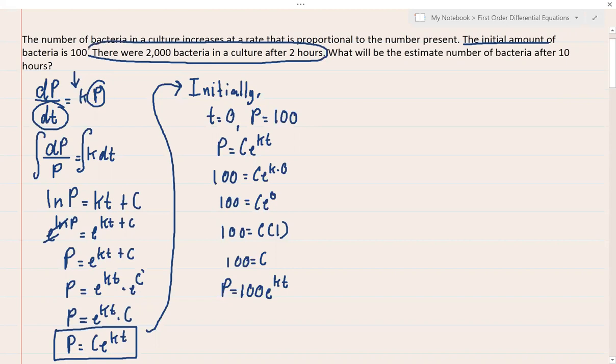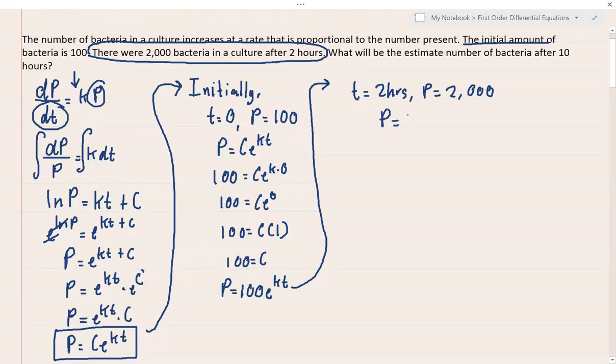So, what we can do is we can use itong given na to. Okay? There were 2,000 bacteria in a culture after 2 hours. Okay? So, let's just say T is equal to 2 hours and your P is 2,000 bacteria. Okay? So, sa formula na to, P is equal to 100 times E raised to KT. We will have your P as 2,000 is equal to 100 E raised to K times your T, which is 2. So, simplify natin to further, we will have 100 E raised to 2K is equal to 2,000.